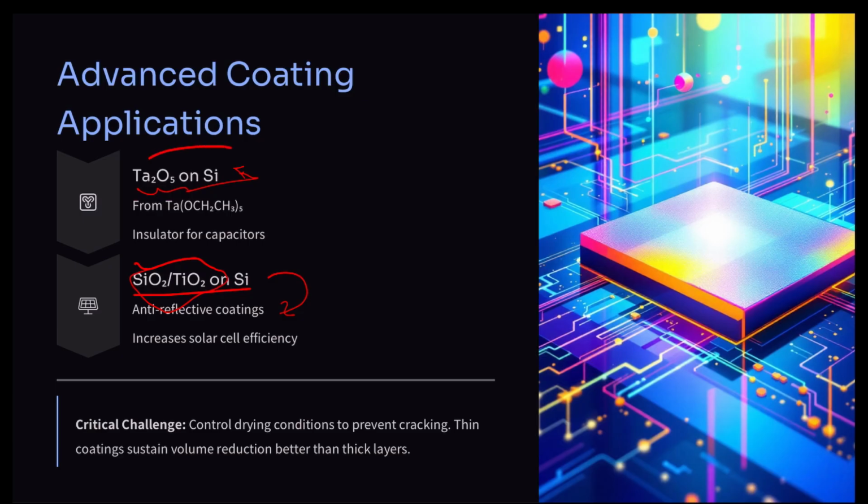And tantalum oxide is used as an insulator for the capacitors we use. The thing with coating and making thin films and sheets is that there's a chance of non-uniformity, non-homogeneity, and cracking as well. We have to keep all this in mind.